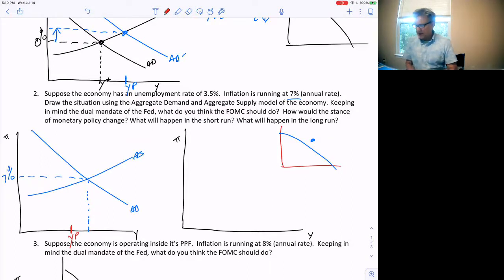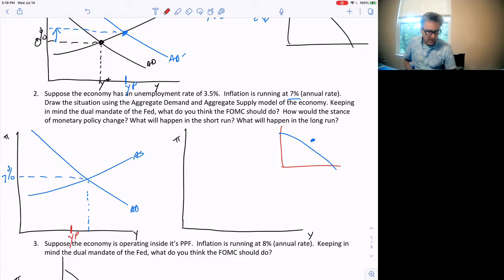So keep in mind the dual mandate, stable prices, full employment, sustainable, high sustainable employment. What do you think the FOMC should do? Would the stance of monetary policy change? Well, probably so, because if we've got an economy with that high inflation, they've probably been very accommodative. They need to move back towards a neutral or contractionary stance. What's going to happen in the short run? What's going to happen in the long run?